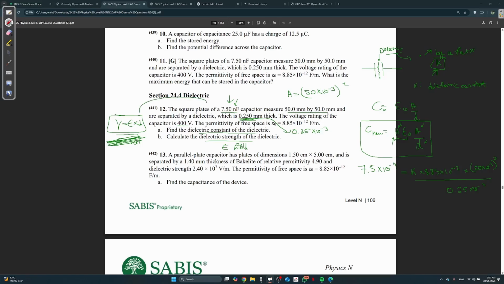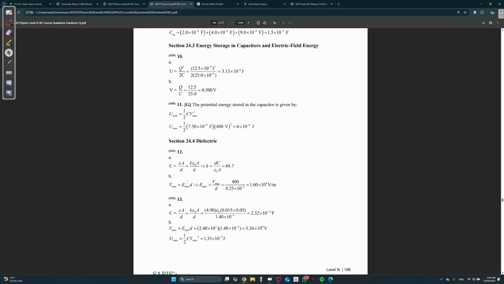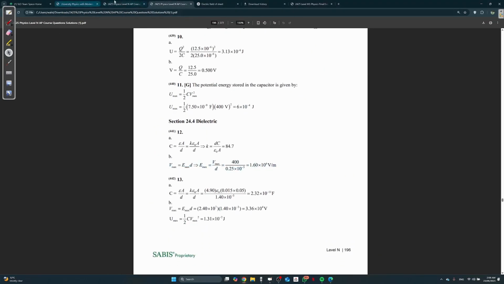You only use this rule when you have two plates. Okay, you need to know it, and it was in one of the previous questions. So how do you find electric field? Just V over D. Very simple. Okay, the voltage 400 divided by the distance between them. Very easy. Yeah, the solution is here if you want to see it.